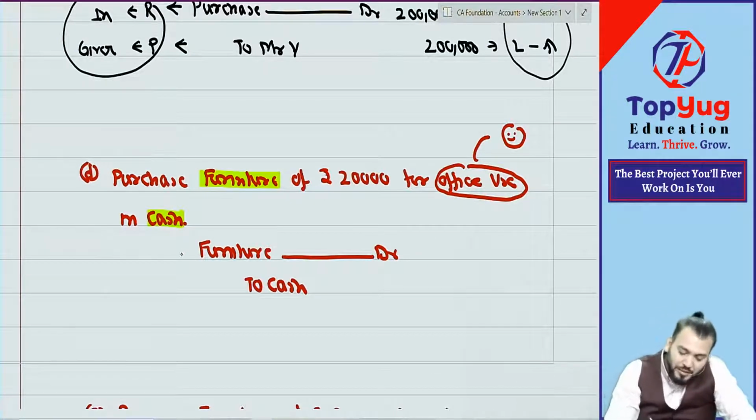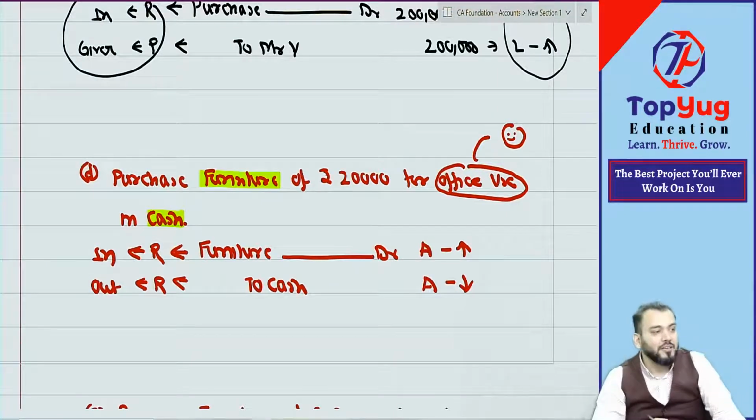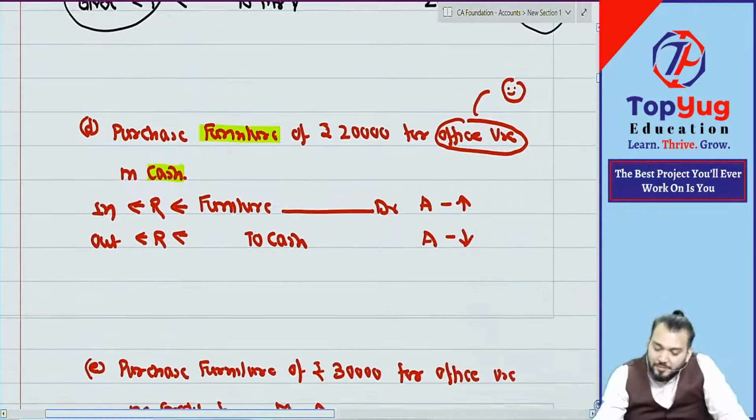Furniture, as per the golden rules, is what? Real account. Debit what comes in. Cash is what? Real account. Credit what goes out. Then as per modern rules, furniture is what? Asset. Increase in asset will be debited. Cash is also an asset, so decrease in asset is credited. Got it? Correct.